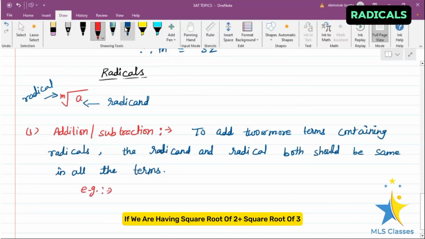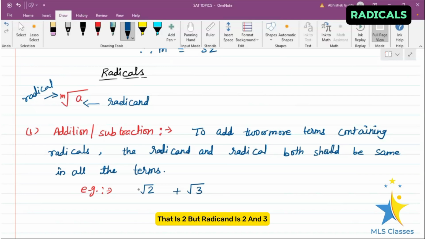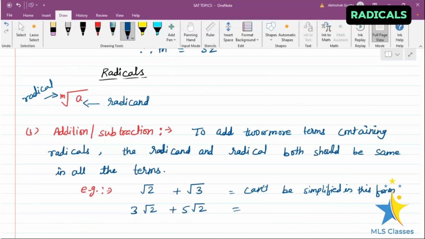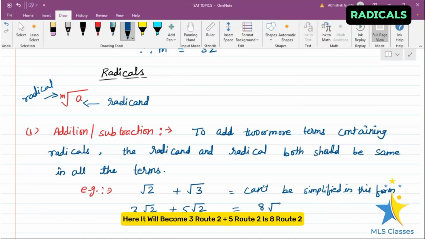For example, if we have square root of 2 plus square root of 3, you can see the radical is the same, that is square root, but the radicand is 2 and 3, so it can't be added, can't be simplified in this form. Now suppose we have 3 root 2 plus 5 root 2. Now we can add them. Root 2 you can read as a variable, so it's like 3x plus 5x. We simply add them: 3x plus 5x is 8x. So here 3 root 2 plus 5 root 2 is 8 root 2. Even if we need to subtract, we can subtract like this only.